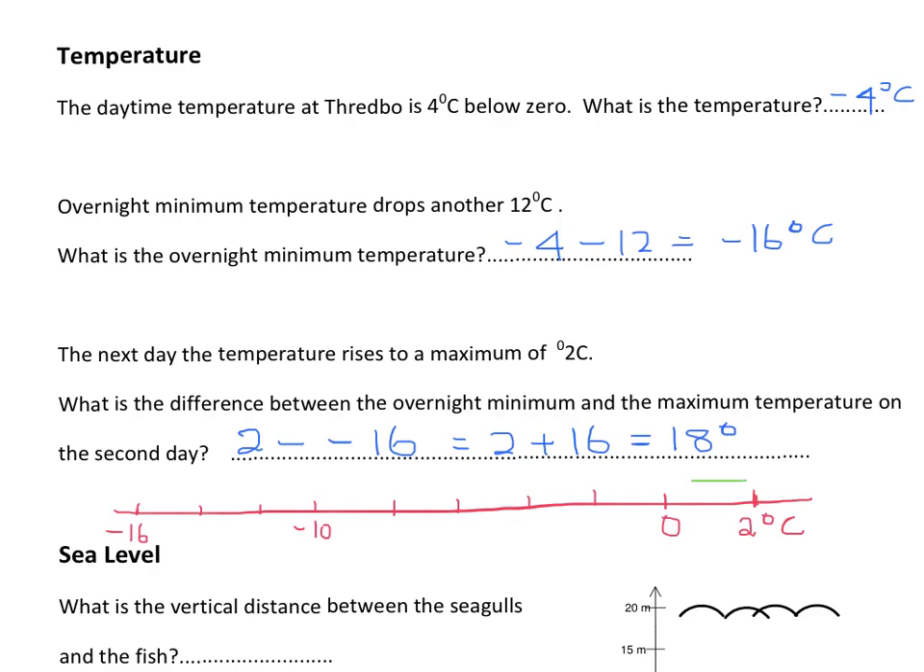The difference between 2 and -16 is 18 degrees. Let's add them. 2, 4, 6, 8, 10, 12, 14, 16, 18 degrees.